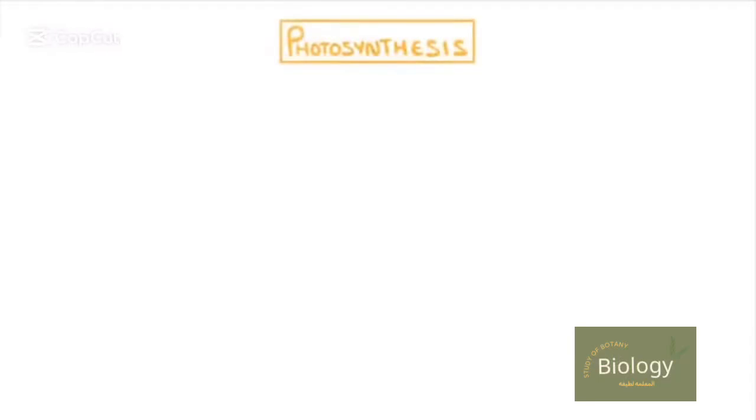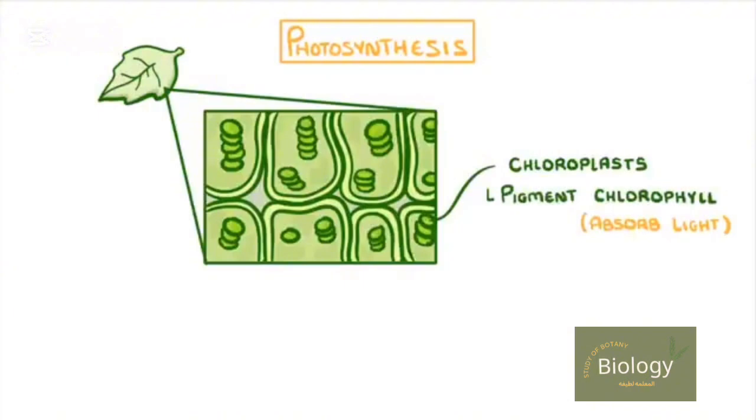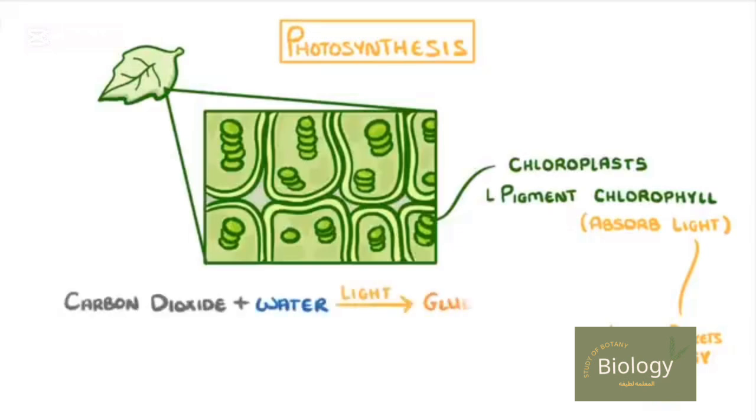In order for a plant to grow and survive, it has to carry out photosynthesis. This process takes place in the leaves, and more specifically, the subcellular structures called chloroplasts. Within these structures is a pigment called chlorophyll that can absorb light, which you can think of as little packets of energy. And it uses this energy to convert carbon dioxide and water into glucose and oxygen.